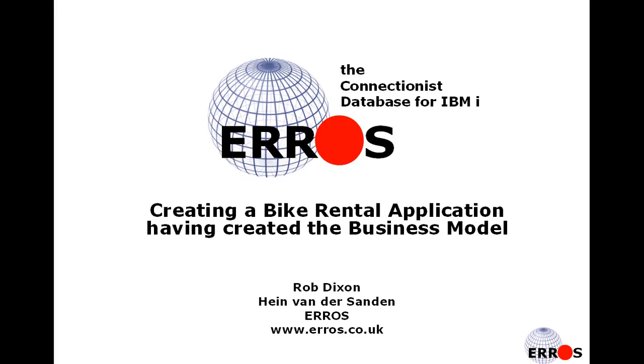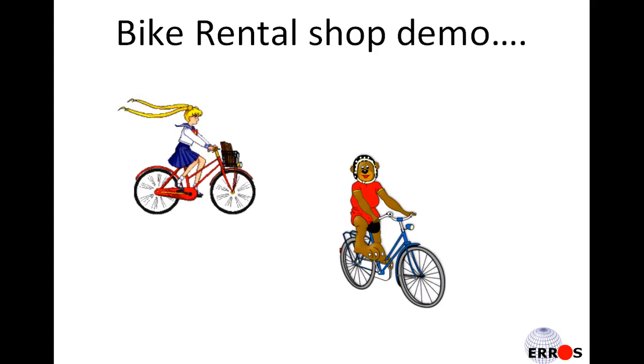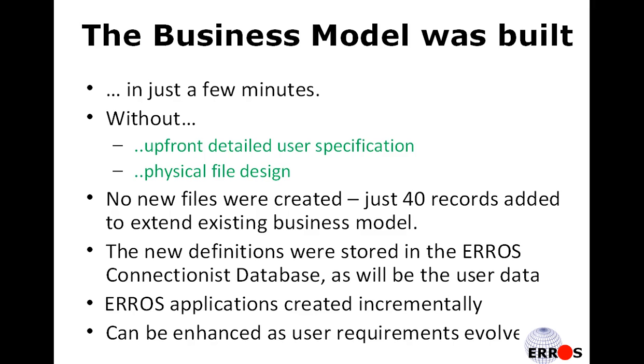Now that you have created the ERROS business model for the bike shop demo, you can create the bike shop application. In building the business model for this application, as seen in the previous video, you only had to enter 3 new terms in the entity type user-defined terms. You then built the new parts of the business model by creating connections with those.